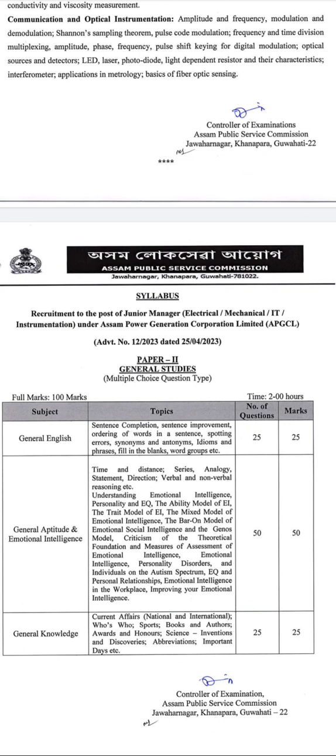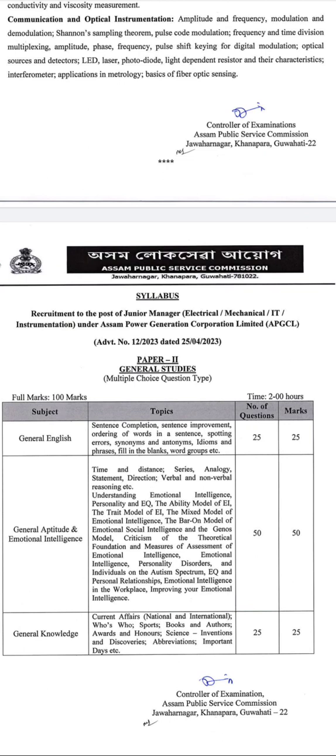Time and distance, series, analogy, statement, direction, verbal and non-verbal reasoning, etc. Understanding emotional intelligence, personality and EQ, the ability model of EI, the trait model of EI, the mixed model of emotional intelligence, the Bar-On model of emotional social intelligence, and the Goleman model, criticism of the theoretical foundation and measures of assessment of emotional intelligence, personality disorders, and individuals on the autism spectrum, EQ and personal relationships, emotional intelligence in a workplace, improving your emotional intelligence.